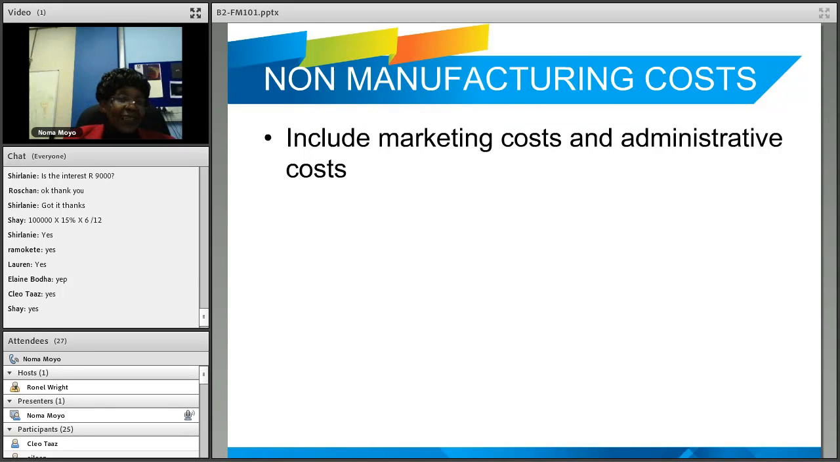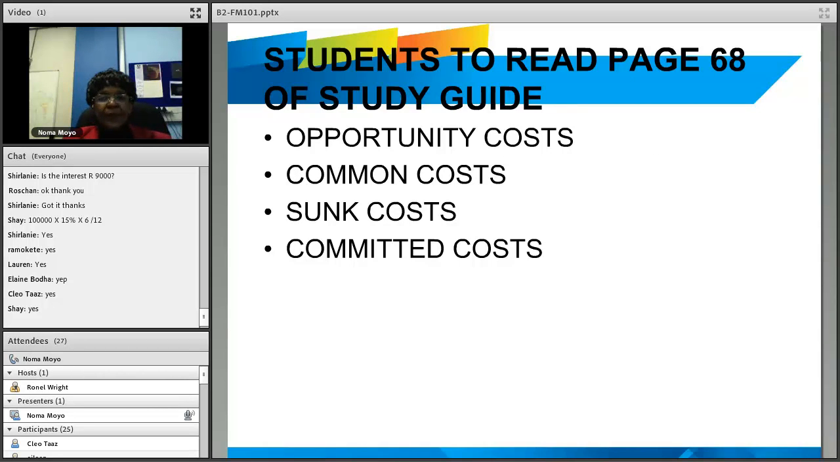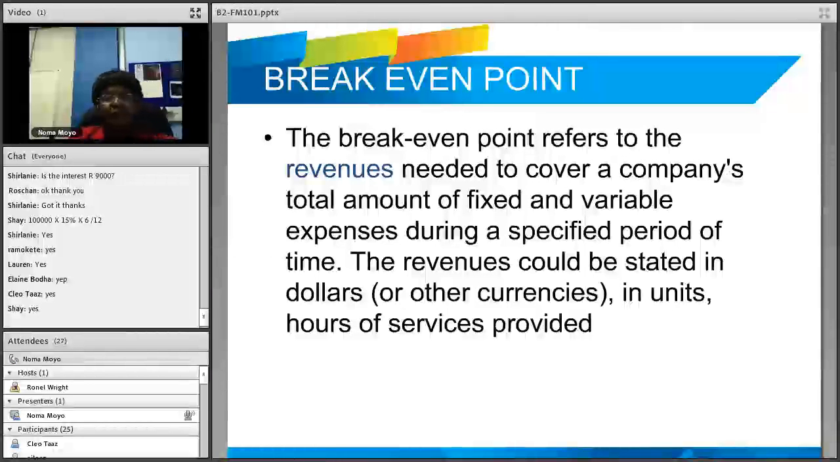Non-manufacturing costs, we're talking about marketing costs, selling and distribution, and administrative costs, that is for the administrators, for the accountants, for the marketers, all that. So I would like you to read on page 68, opportunity costs, common costs, sunk costs, committed costs, what those costs are. Now, let's look. I think I have an exercise that talks about these costs, but I'm rushing to break-even point.